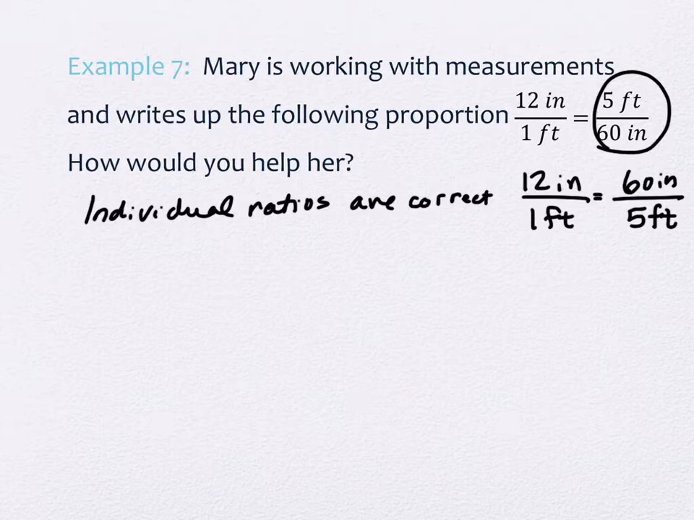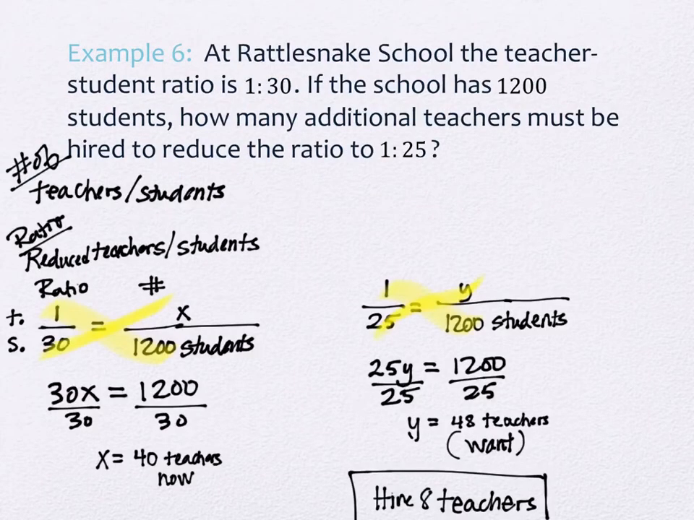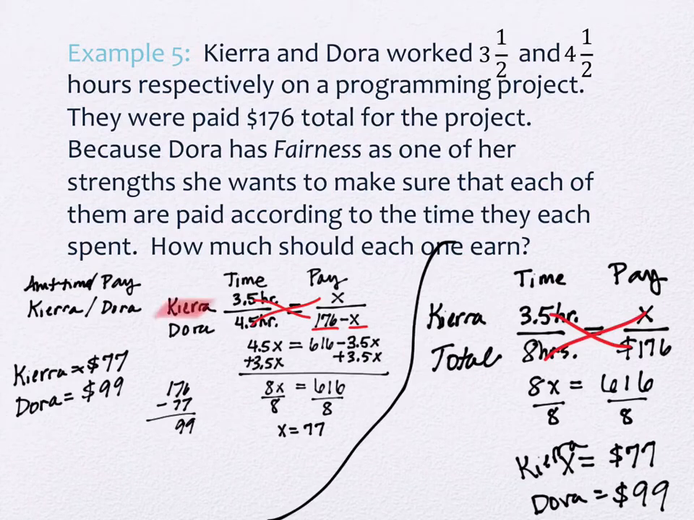If you'll remember when we were setting things up last time, I was kind of a little bit OCD about labeling things, right? Teachers, students. We've got the ratio and the actual number. Over here, I did Kierra and I did Dora, and then we had the time and the pay. And so this idea of lining things up so that they're in the correct location comparably is really important.